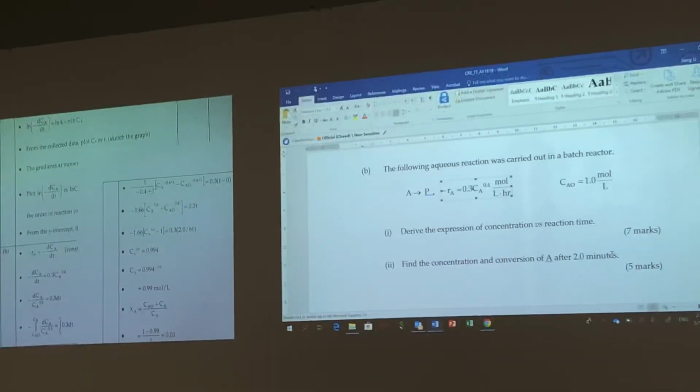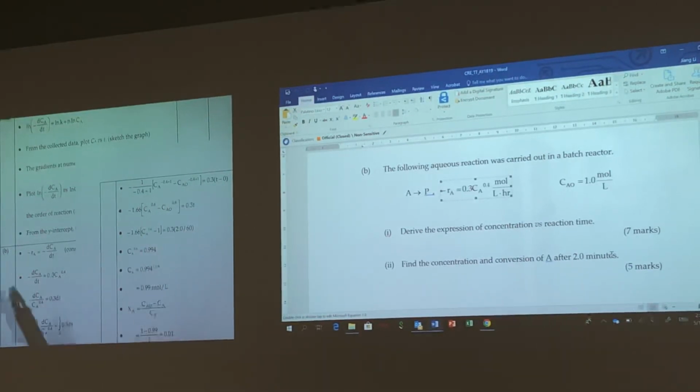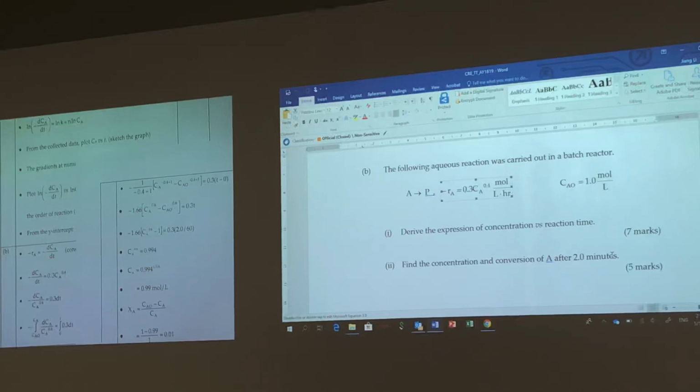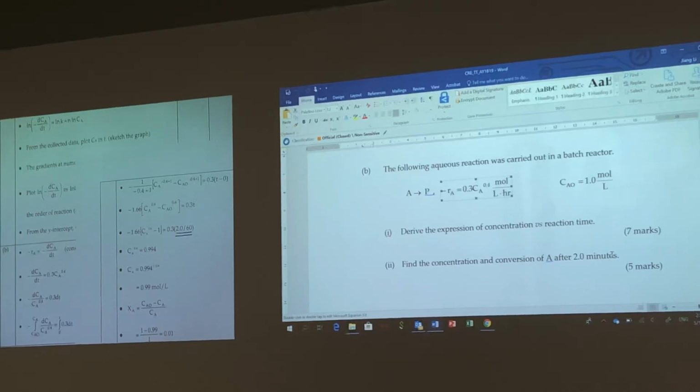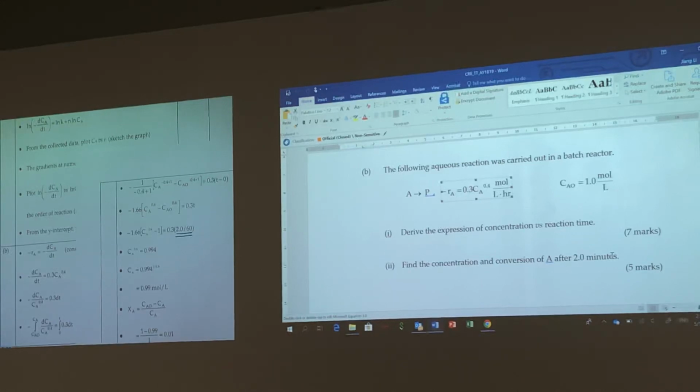This is the final. You repeat again. You just derive until this last part, how to find the CA, then finally find the conversion. And one more thing here: 2 minutes, you have to convert to hour because the given rate is based on per hour. So this is the only point you need to be a bit careful with.